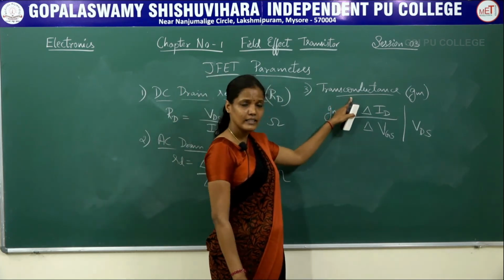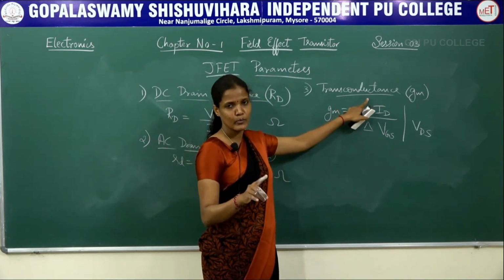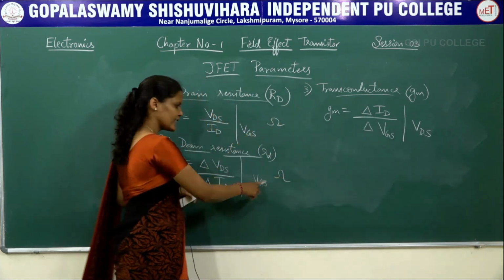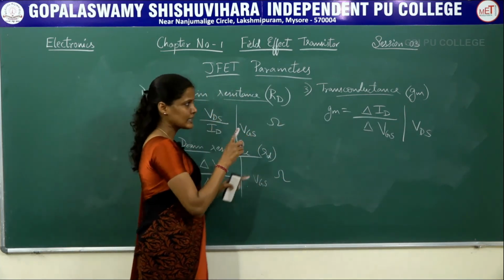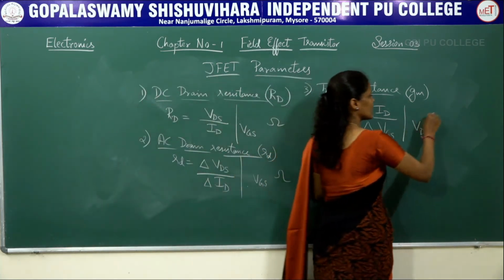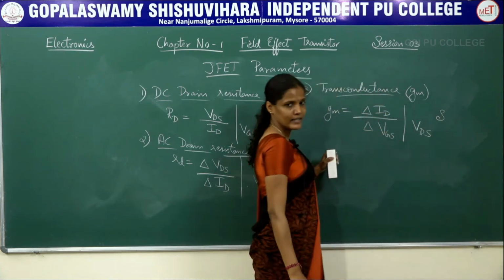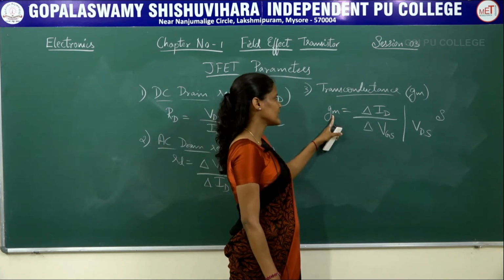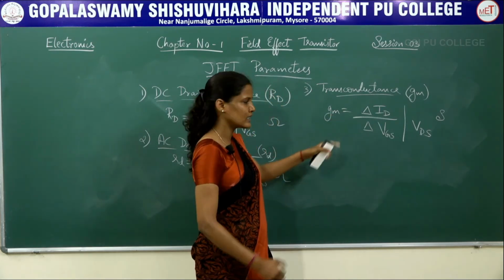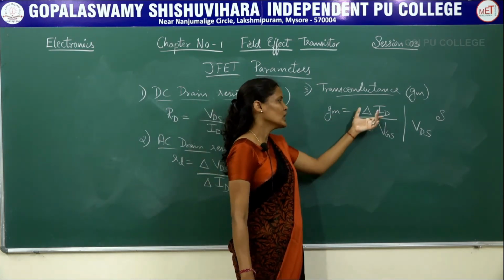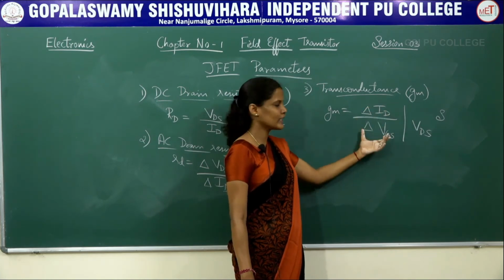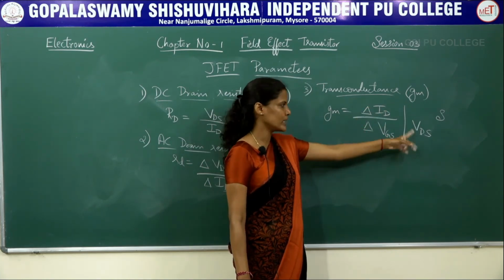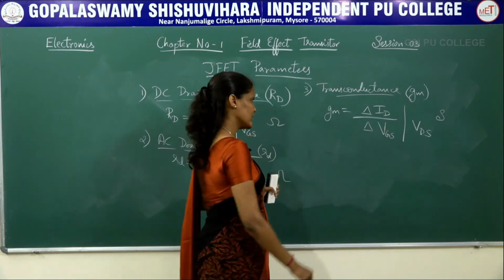Conductance is nothing but the reciprocal of resistance. Resistance has the unit ohms. Since this is the reciprocal of resistance, the unit for this is Siemens, represented by S. So transconductance, also called forward transconductance, is nothing but the ratio of small change in the drain current to the corresponding change in the gate to source voltage, keeping drain to source voltage constant.